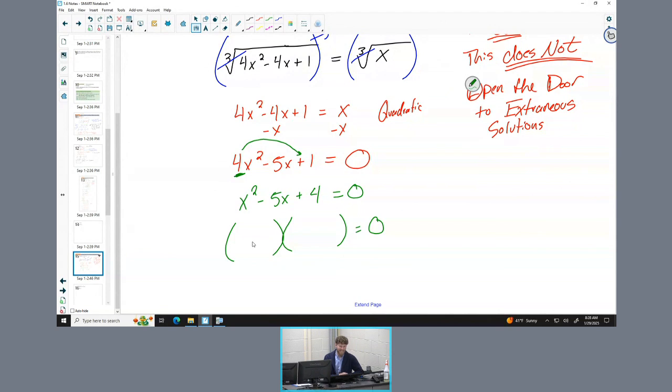Anybody? Negative 4 and negative 1. So x minus 4 and x minus 1, right? Because negative 4 times negative 1, that's positive 4. And negative 4 plus negative 1, that's negative 5. So that checks out, right? Make sure it checks out when you're factoring.